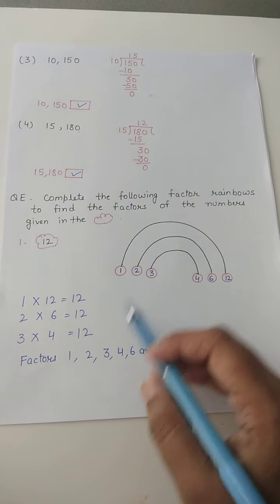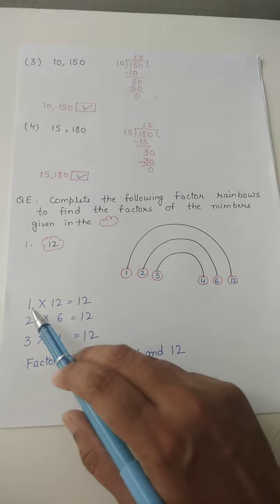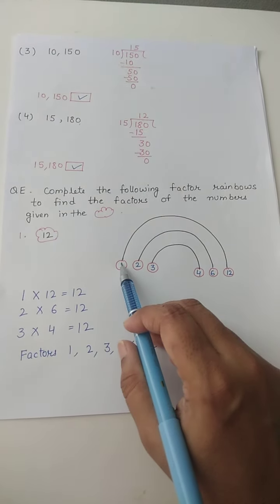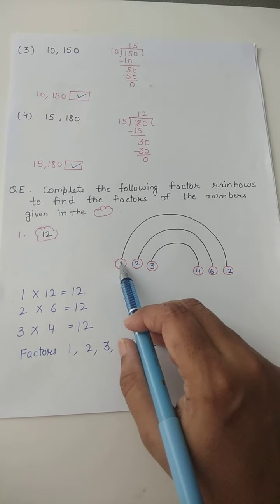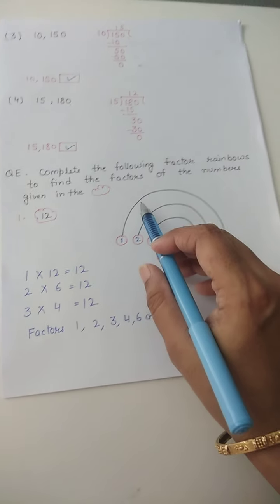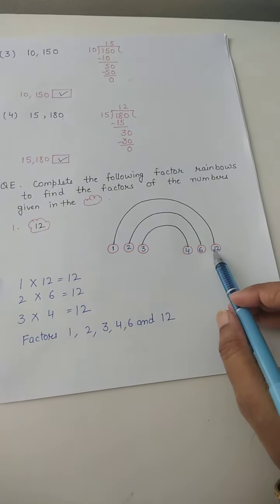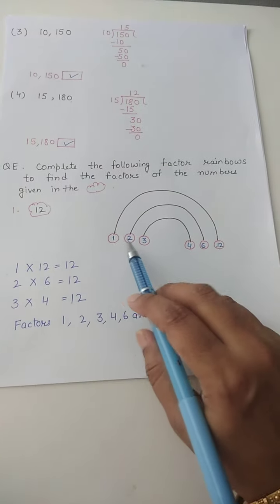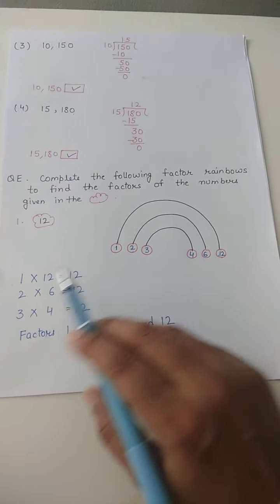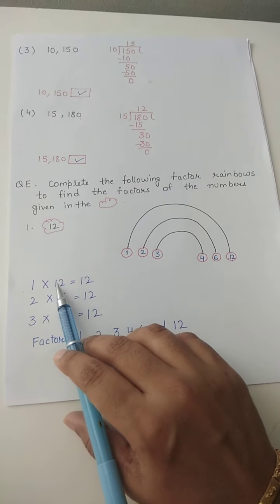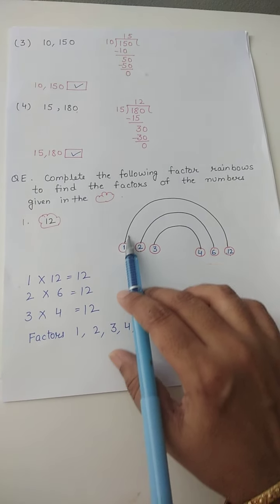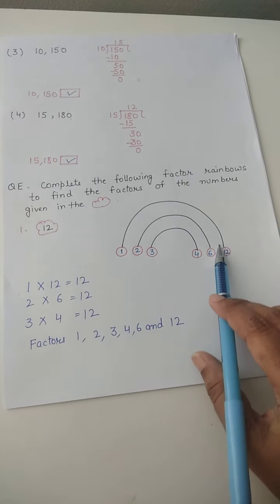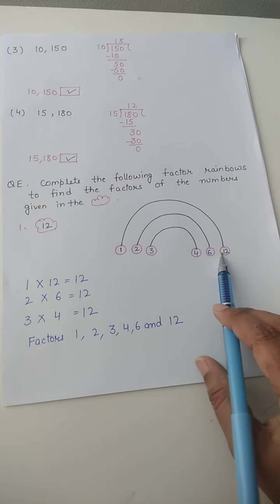So what will we do? Like 1 and 12. 1 we will write in this one, and 1 we are multiplying with 12. So on this curve only we will write 12 here. We cannot write 1 and 12 elsewhere. The numbers we are multiplying, like 1 and 12, 1 will be written here, and on this same curve we will write 12 here.